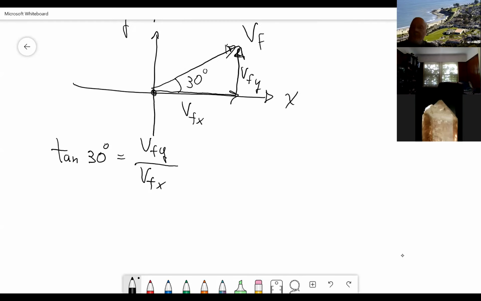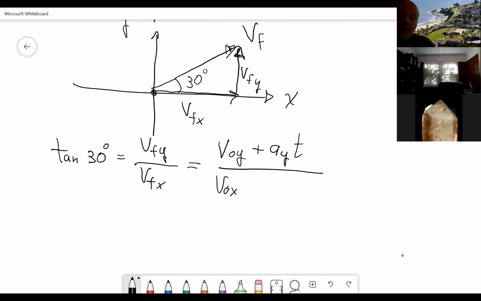Okay, and just to see if I understand this, so they gave me the initial velocity in X and Y, and they gave me the acceleration in the X and Y. And I need to use both of those to find the final velocity in both directions. Right. So then I would write the initial in the Y plus the acceleration in the Y times T. And then down here, I would write the initial in the X plus the acceleration in the X times T.